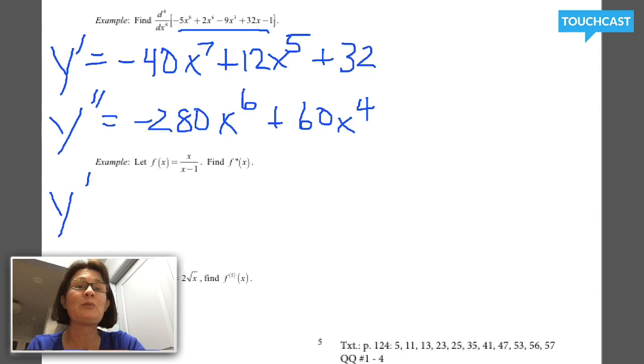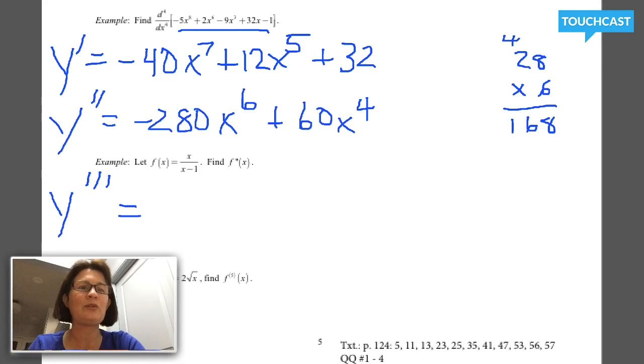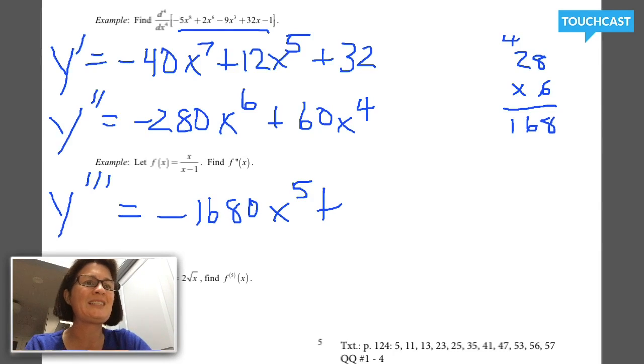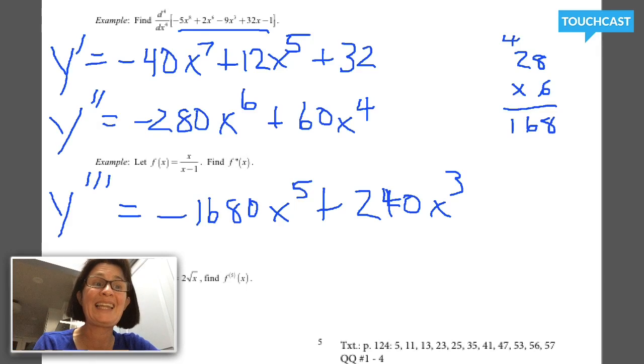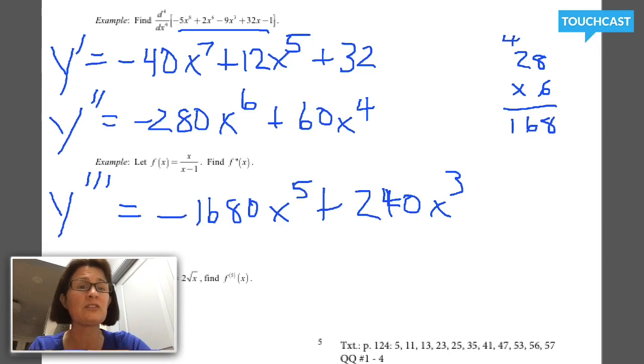Y triple prime, I'm going to have to stop and figure out what 6 times 28 is. All right, so y triple prime is going to equal, this 6 is going to multiply -280 to make negative 1680 x to the fifth plus the 4 is going to multiply 60 to make 240 x to the exponent 1 less, x cubed. I've been asked to find the fourth derivative, so I'm getting much closer.